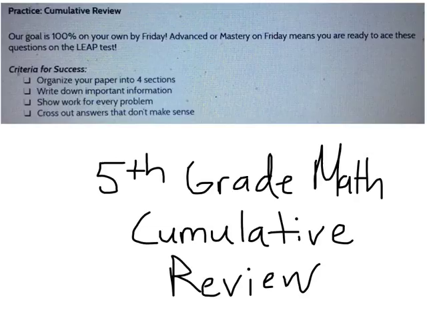Did you take your cumulative review? What score did you get on your cumulative review? Now we're ready to move on to our lesson.